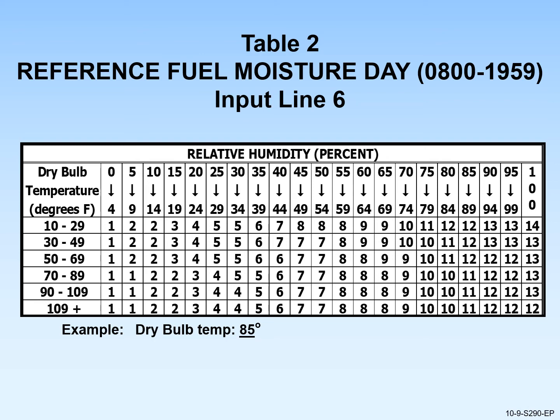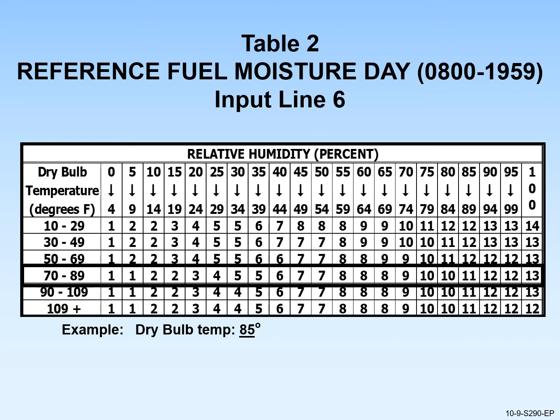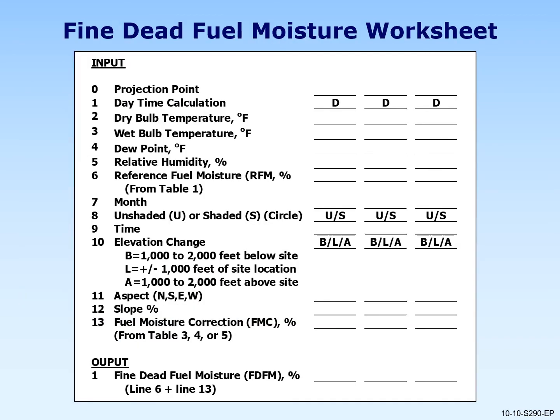Now, let's try an example exercise. We start with Table 2, reference fuel moisture. We'll say we have a dry bulb temperature of 85 degrees. Our relative humidity is 22%, so we find the column 20 to 24%. Looking at these two columns, we get a reference fuel moisture of 3%. We'll add this to our fine dead fuel moisture worksheet.